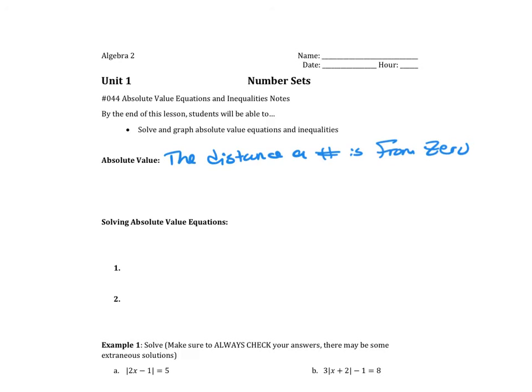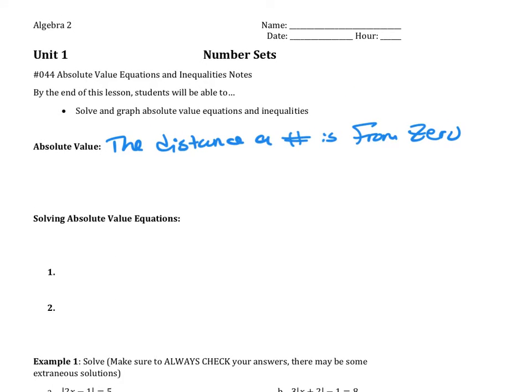And so since it's a distance, it's never negative. So when you take the absolute value of a number, you should never get a negative number. All right, you would never say like you walked -4 miles. That's not a thing.